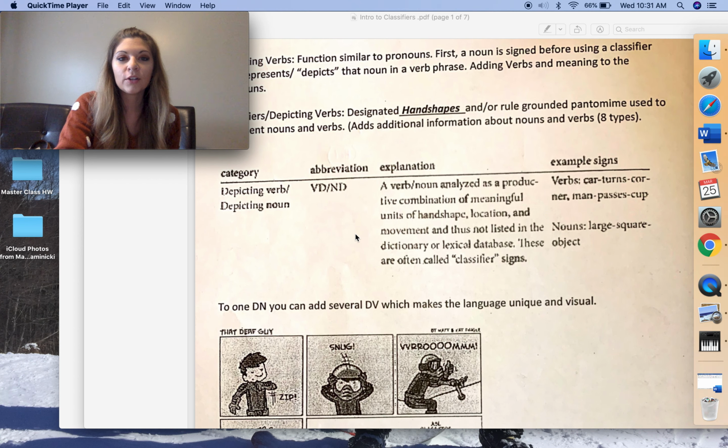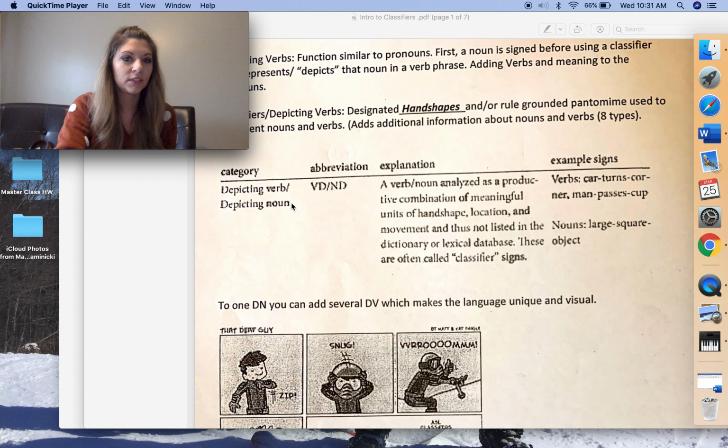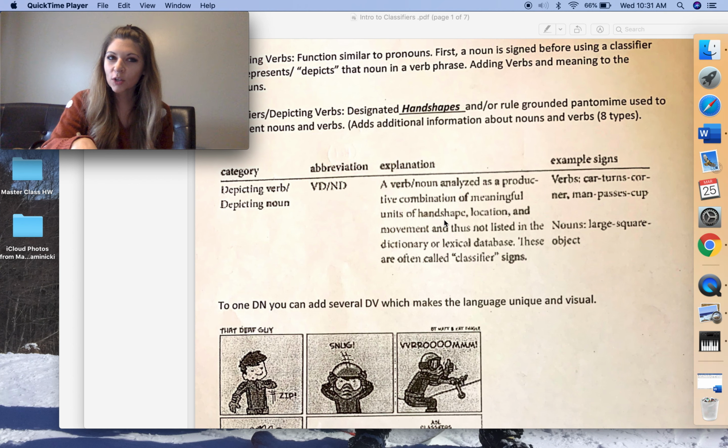So then here's a better chart. The category is the depicting verbs or depicting nouns. Their abbreviation is DV and DN. So a noun or a verb analyzed as a productive combination of meaningful units and hand shapes. So those meaningful units, remember, are morphemes. So they're small units of language that hold meaning, but not quite enough to be a full word or phrase until you start chunking them together.